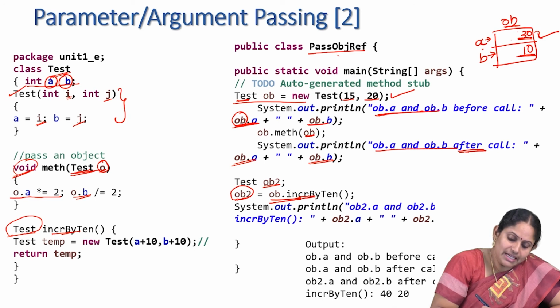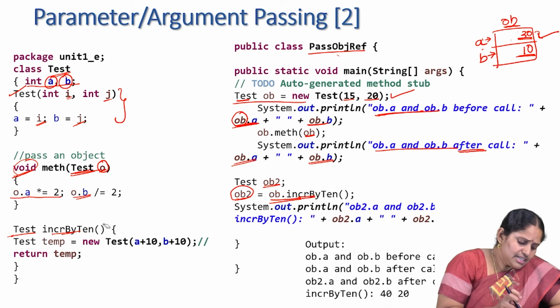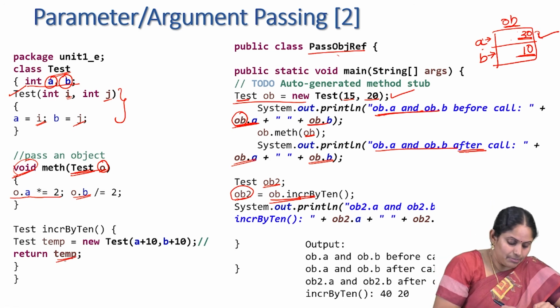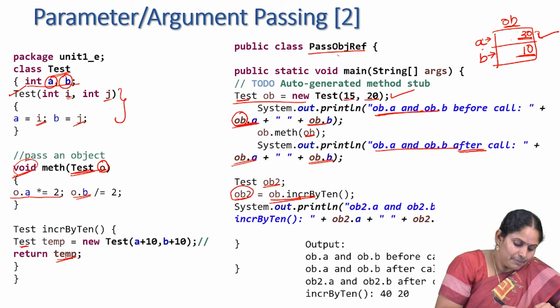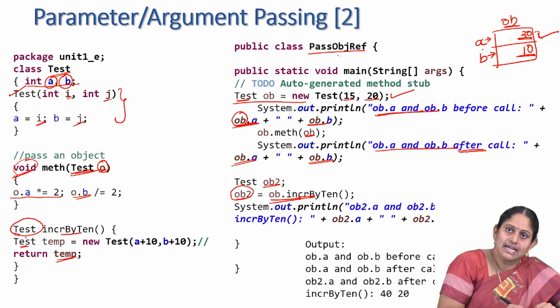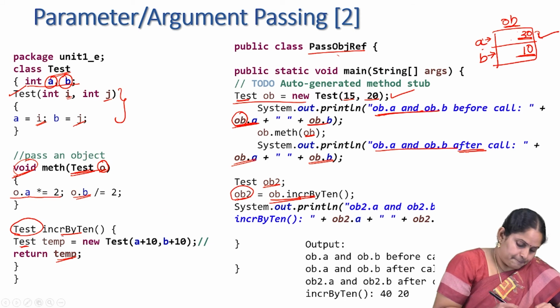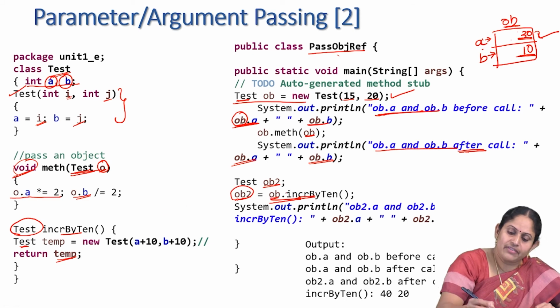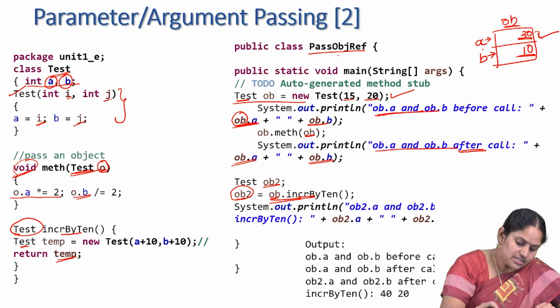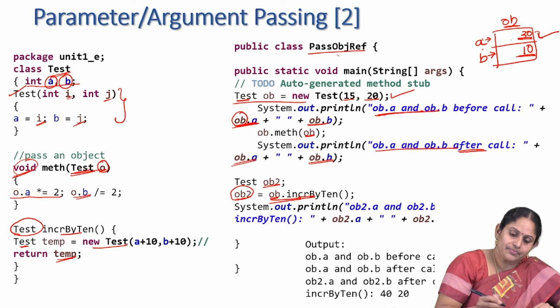Since this increment by 10 method is returning some value, it is returning an object named temp, which is of test class. This temp is of test class, so the return type of this method should be test. Then once it is called, OB is having the values 30 and 10 stored into it. So this value will be operated over here.